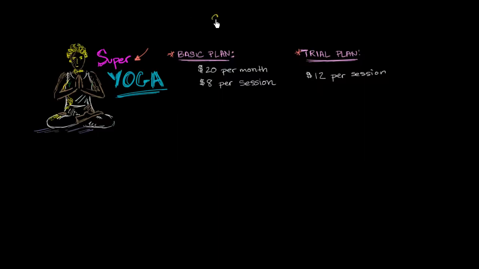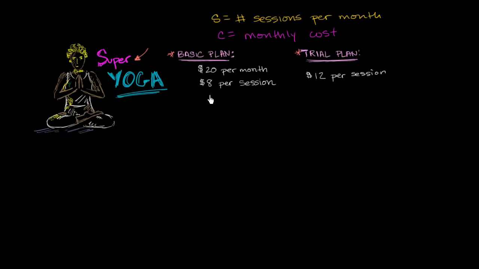Let's say that S is equal to the number of sessions per month that I decide to attend at Super Yoga. And let's say that C is equal to my total monthly cost. So with these variables defined this way, let's think about how much I would pay under each of these plans depending on how many sessions I would attend.